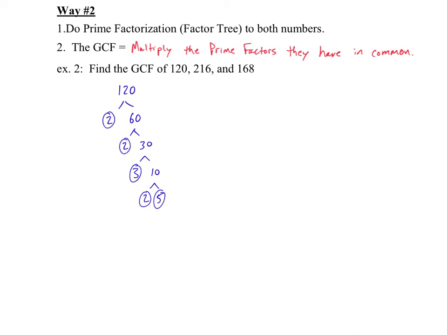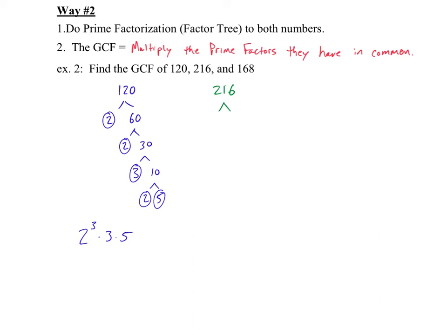But please, on the quiz in life, it's going to help you if you write 2 times 2 to the third, because I have 2 times 2 times 2, times a 3, times a 5. It's just easier if you write this than to try to go off all those different factor trees. So 216, that might be a little bit dicier than 120.